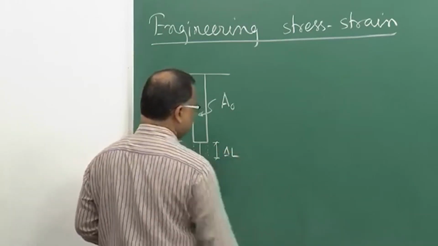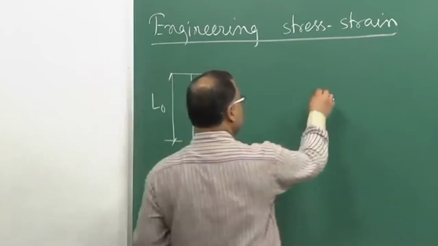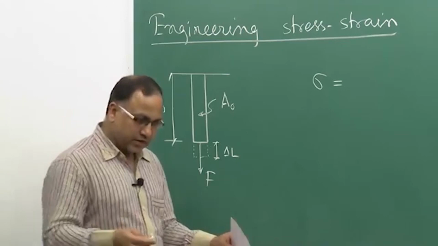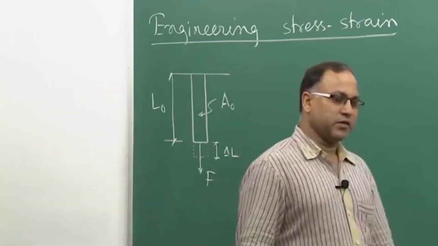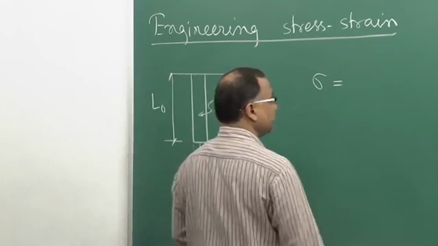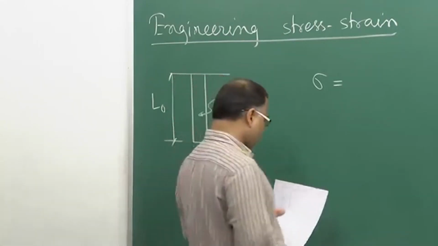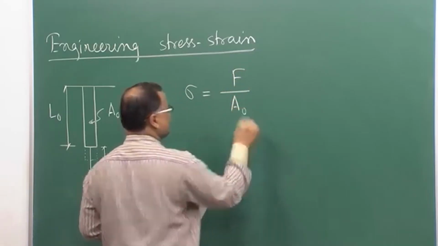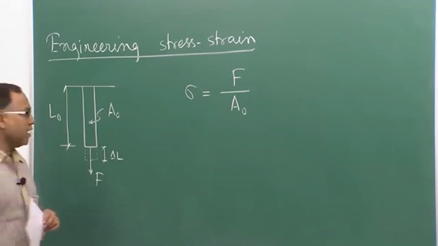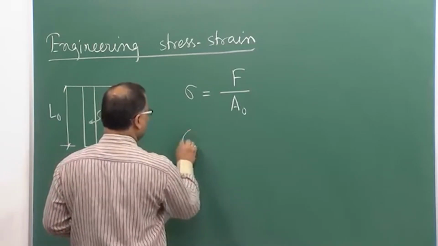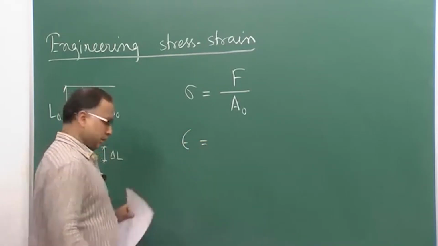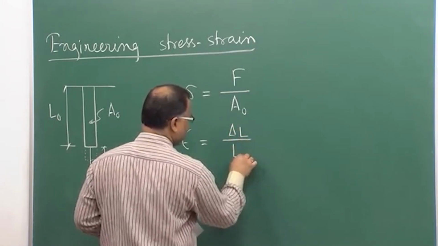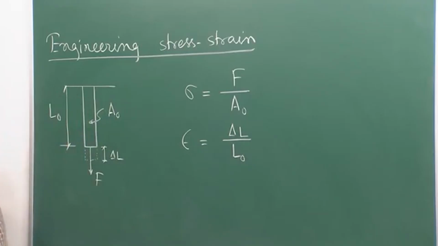Okay. Now, if this increase in length is delta L, then your sigma, as we have discussed so far, that is the normal stress, right. Normal stress is nothing but F by A naught, right, and your normal strain is given by delta L by L naught, right.